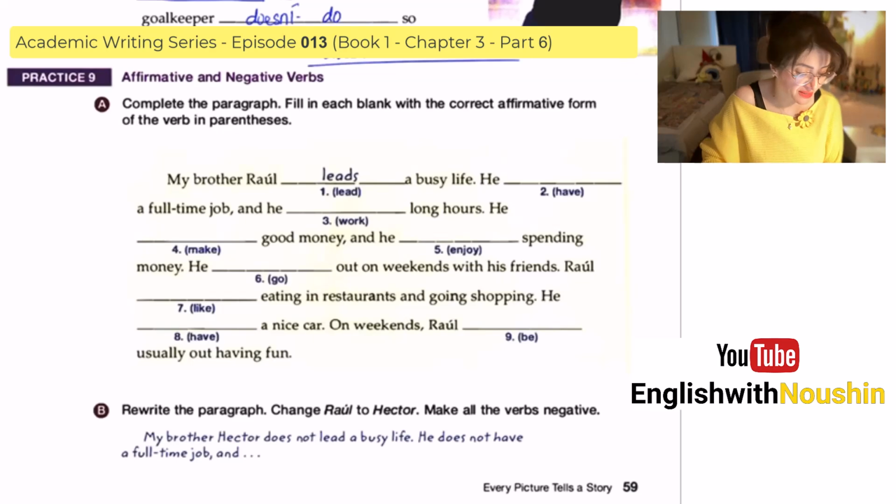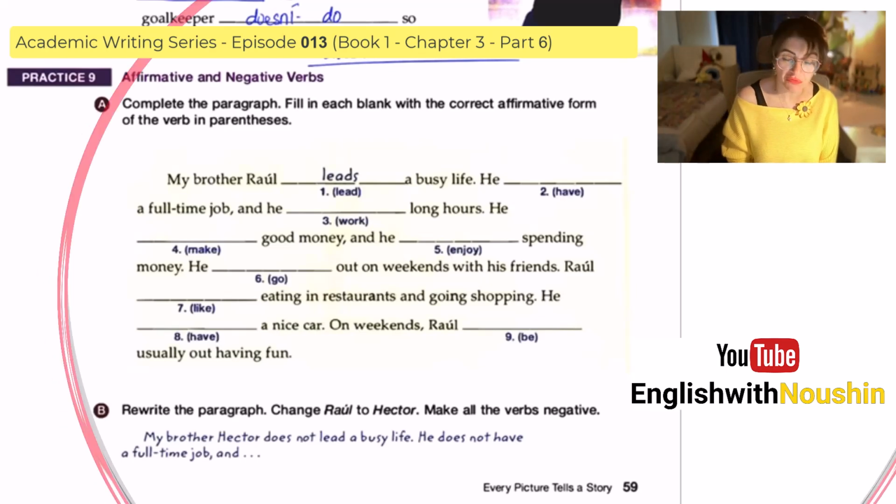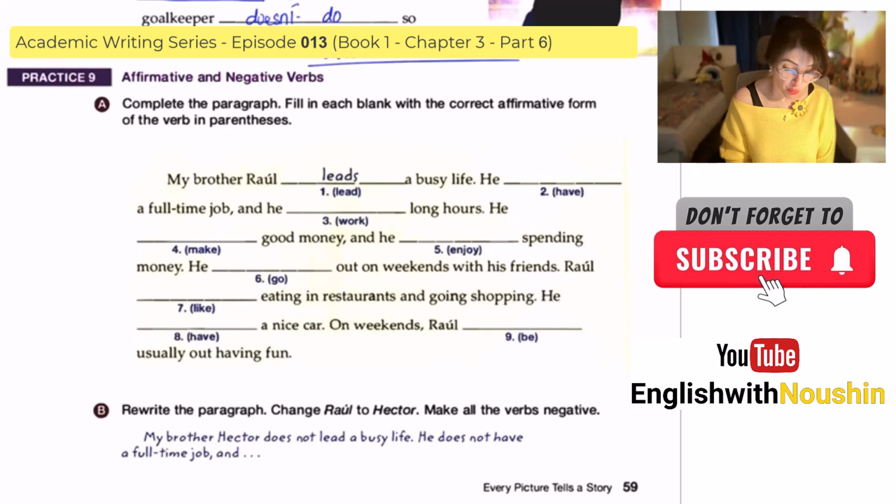Okay, now let's look at practice number 9, still on page 59. What do we have to do this time? I want you to complete the paragraph. You have 9 gaps and you want to fill each gap with the correct affirmative or positive form of the verb you've got in the parentheses. So, how many paragraphs? 1. How many gaps? 9. And what do you do with the gaps? You fill in the blanks with the correct form of the verb in the parentheses.